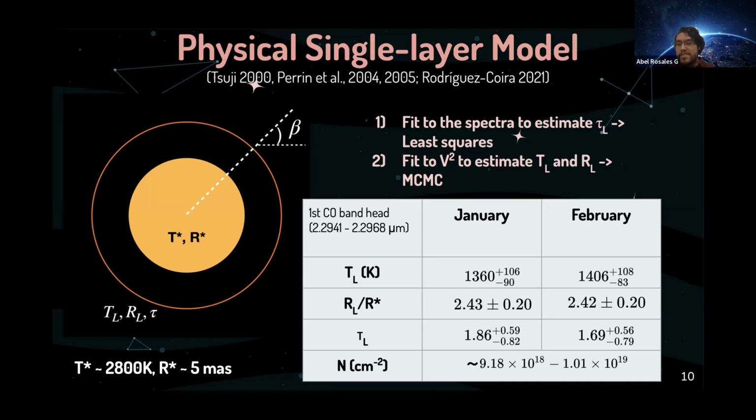Until now, the models that I showed you do not take into account the asymmetries present in the structure of the source. So to have a more quantitative estimate of its morphology, we performed the image reconstruction using the squared visibilities and closure phases. And we performed this image reconstruction on the 3 spectral intervals that I showed you before.